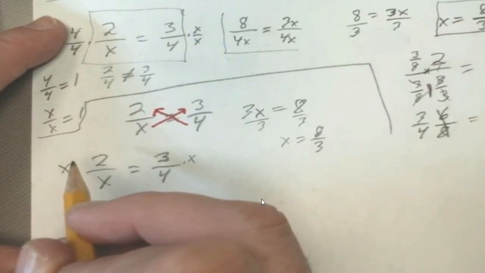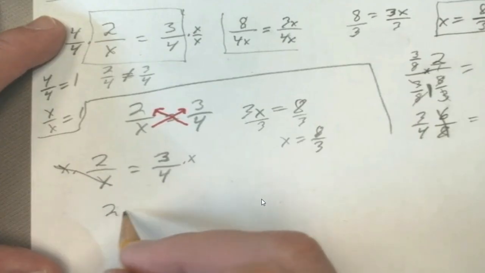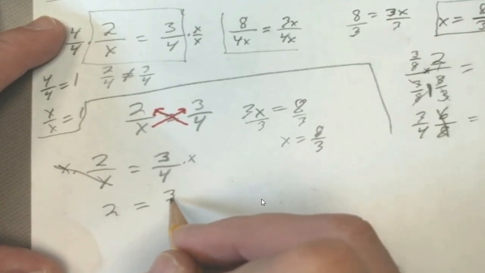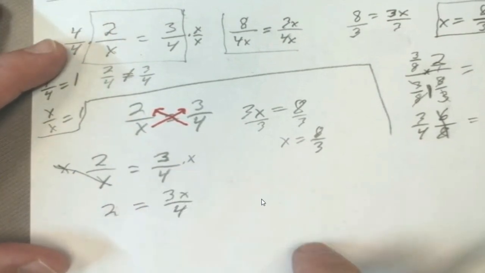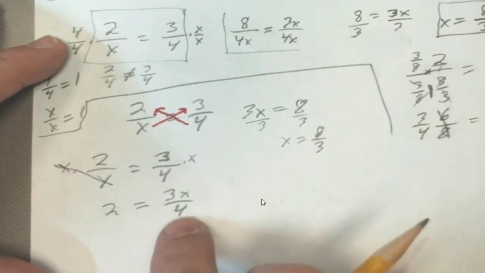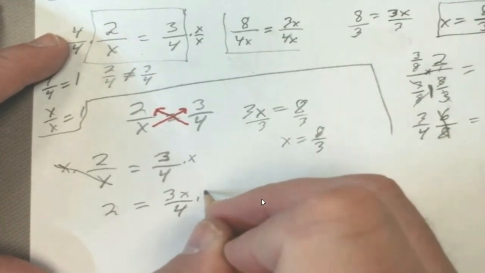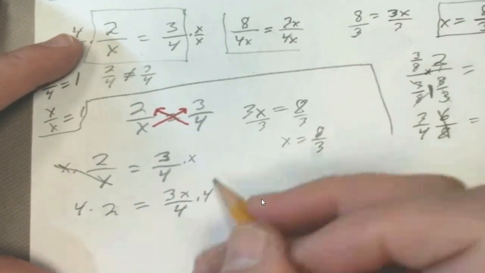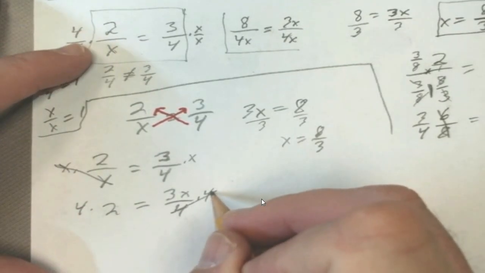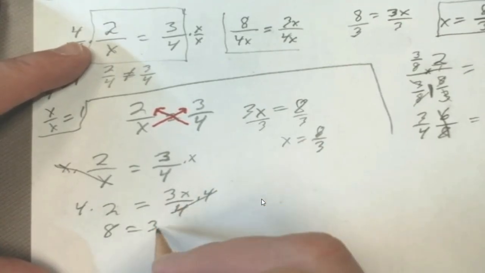What is 2 over X times X? Well, the X's cancel out and this side's just 2. And this is 3X over 4 because I multiplied this side by X. But now I want to get rid of this fraction. How do I get rid of this? I multiply it by 4, which means I have to multiply this by 4. So if I multiply this by 4, these cancel out. This is 8. This is just 3X.